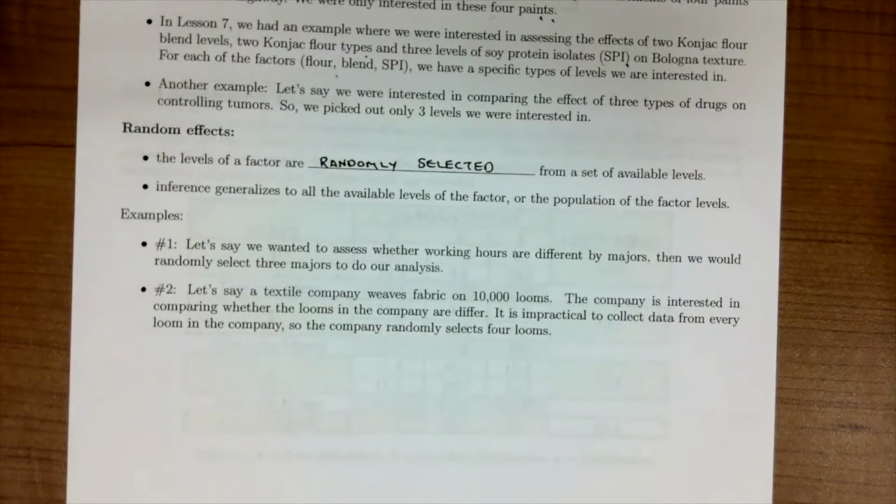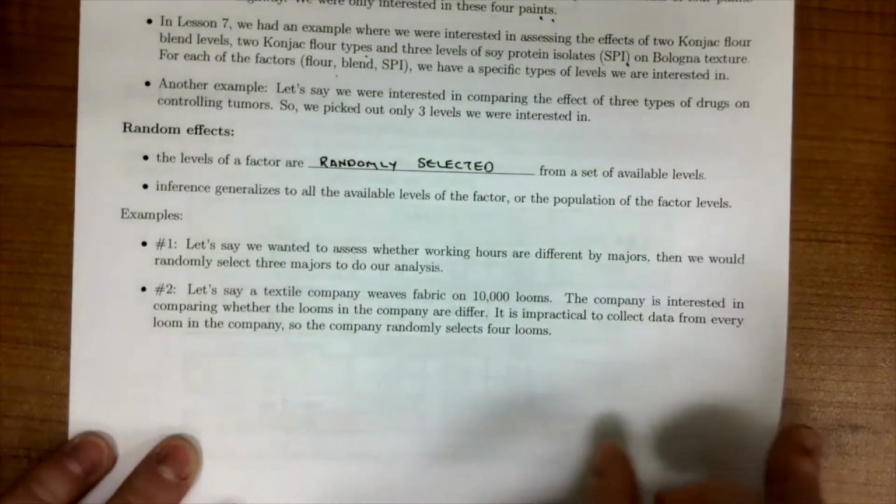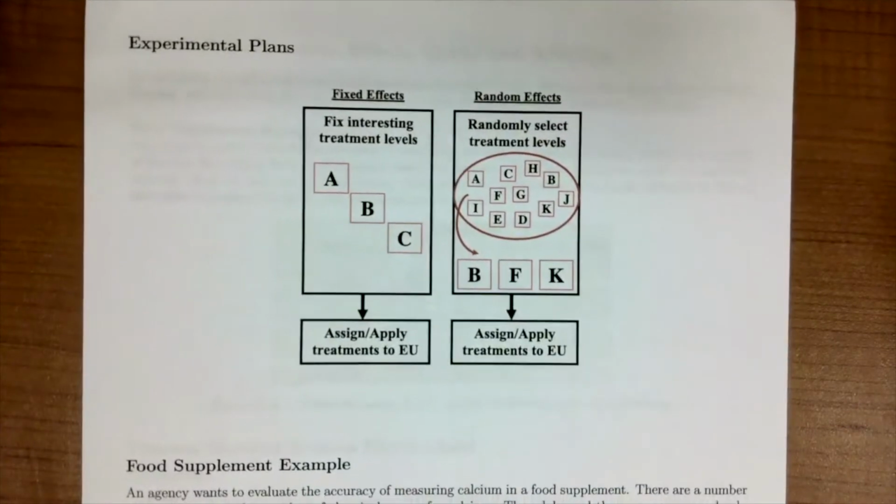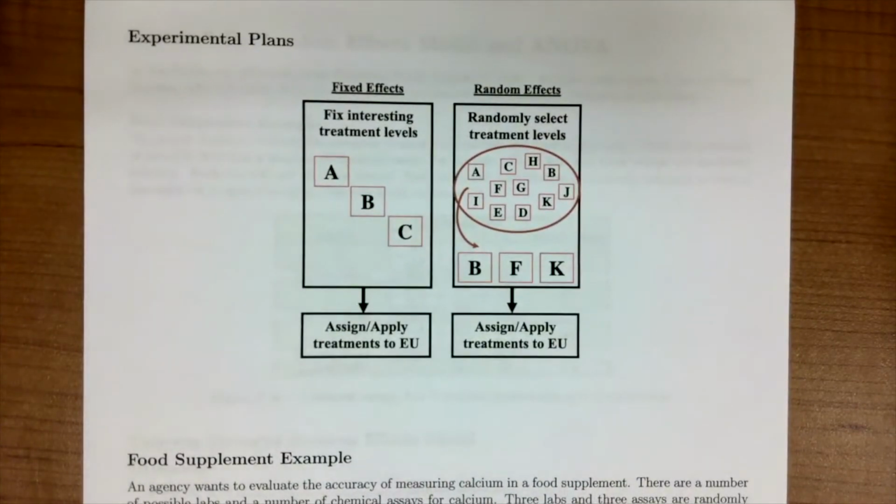So in this case, with random effects, we don't care about how the specific levels are compared. We're more interested in the population level. How does the population compare? Again, to help demonstrate this, let's go to a picture. So here's an experimental plan for both fixed effects and random effects.